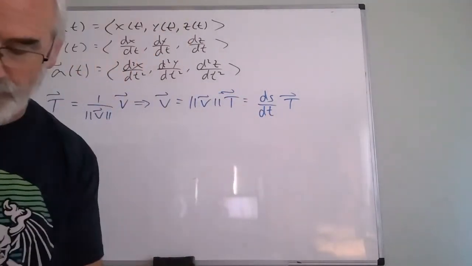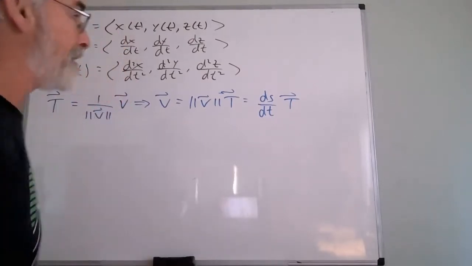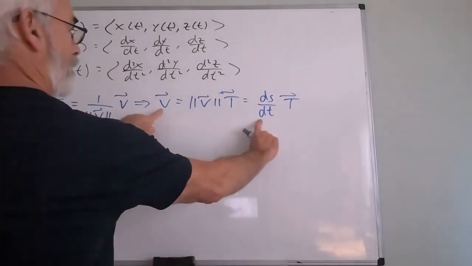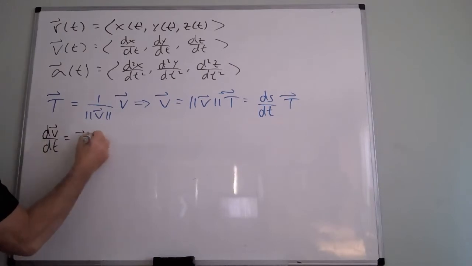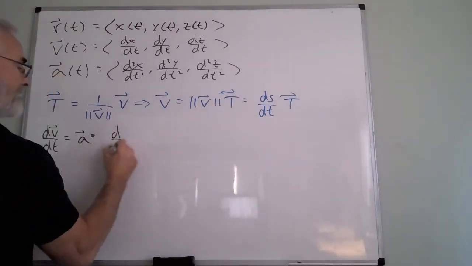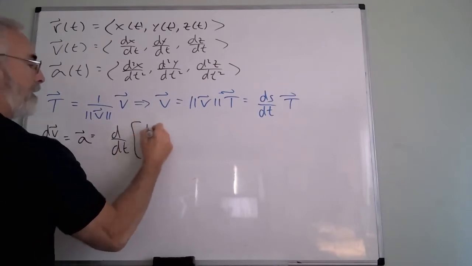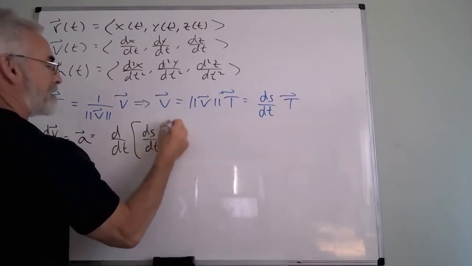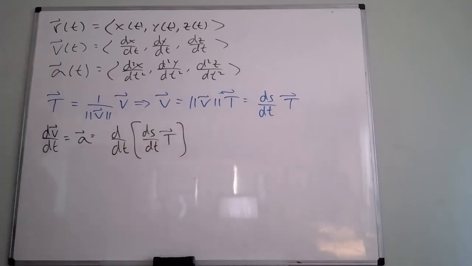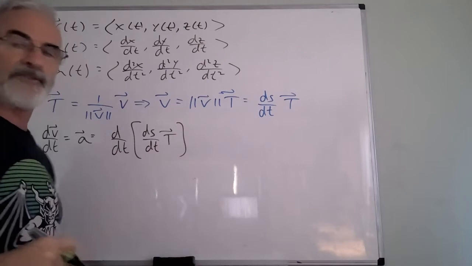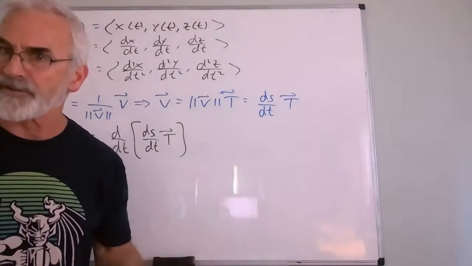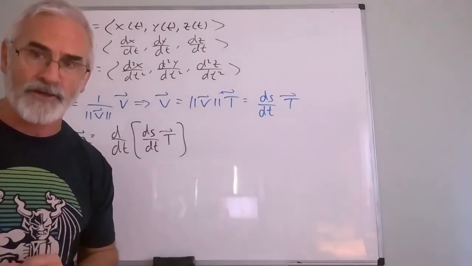So the next thing I want to do is d dt to both sides. So if I said dv dt, which of course is the acceleration vector, that would be d dt of ds dt times T. Okay. If two things are equal, then their derivatives are equal. This is a scalar valued function. This is a vector, but they're both functions of time, which means I actually have to use a product rule.